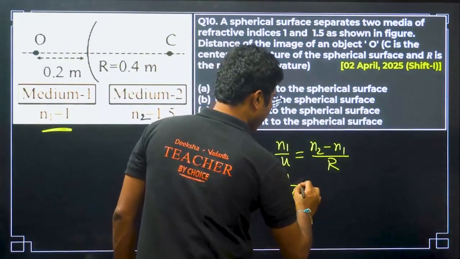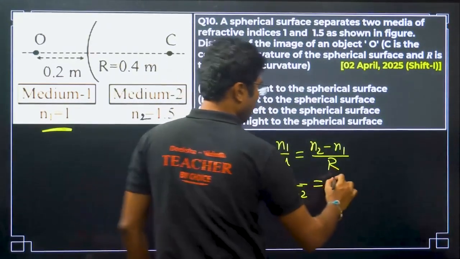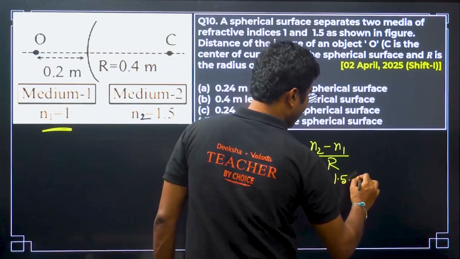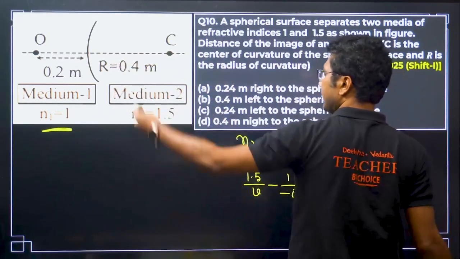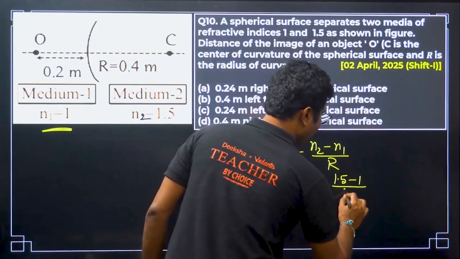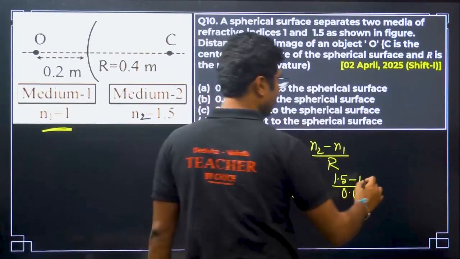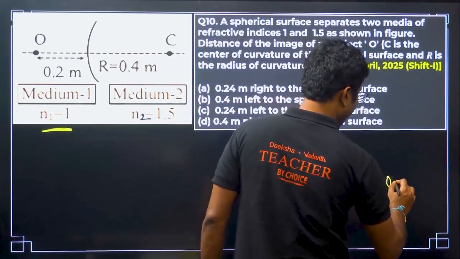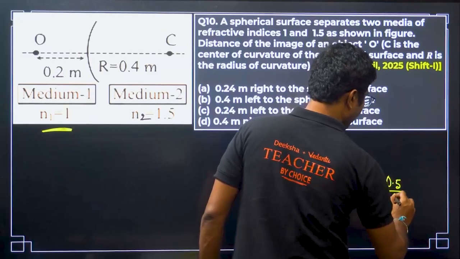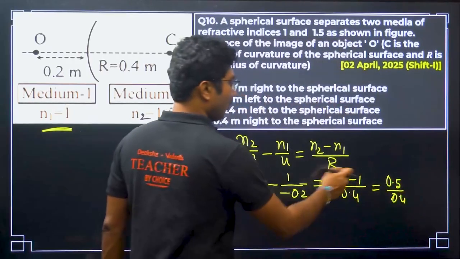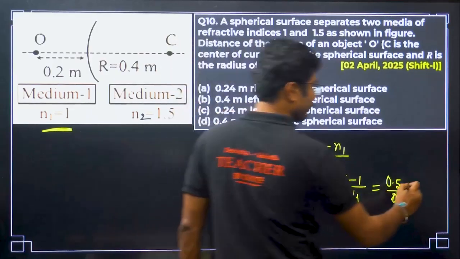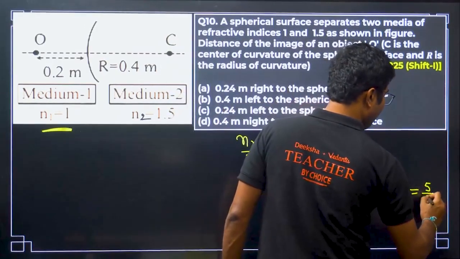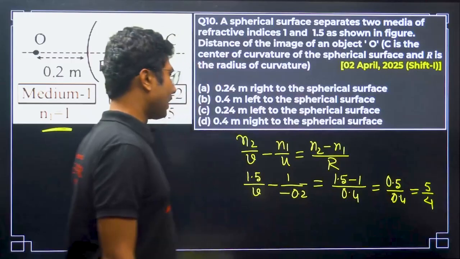So minus 0.2 equals 1.5 minus 1 divided by R. The radius of curvature is on the right hand side, so it will be positive, that is 0.4. From here we get 0.5 by 0.4, since 1.5 minus 1 is 0.5. So from here you get 5 by 4.